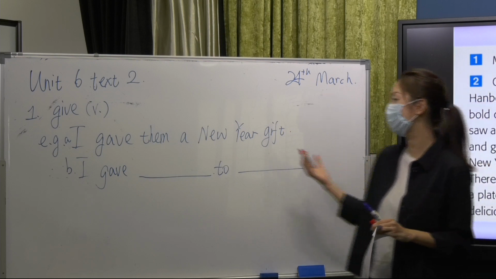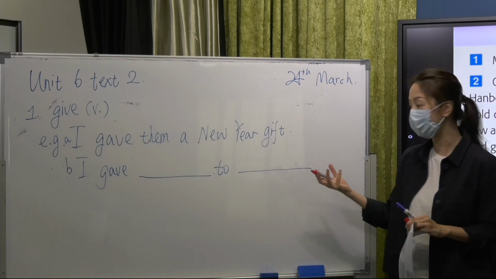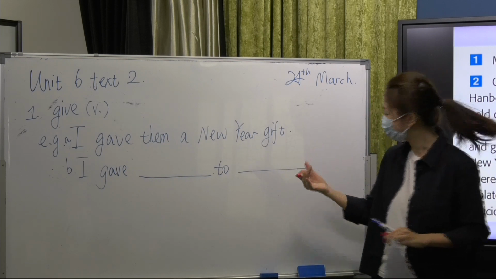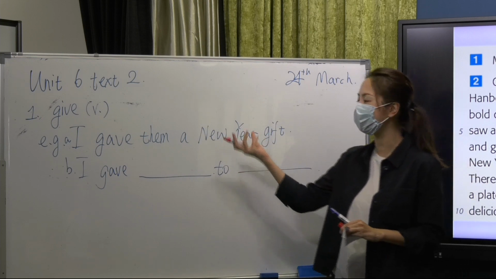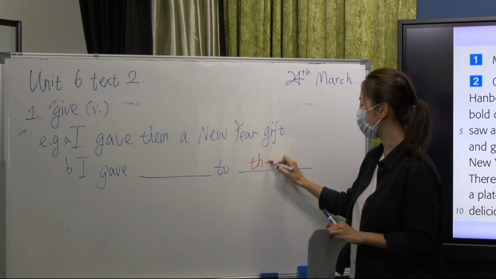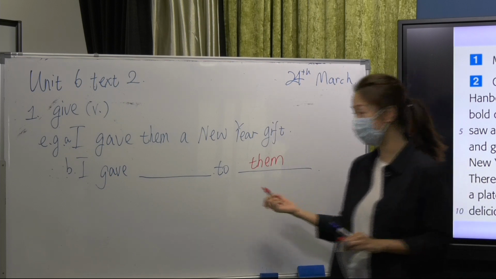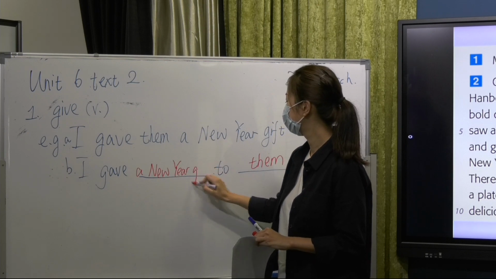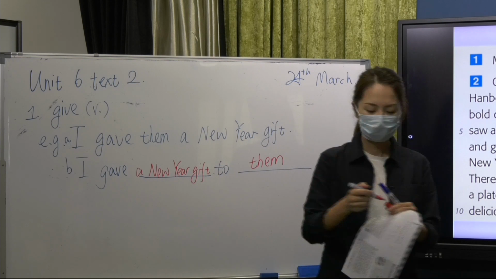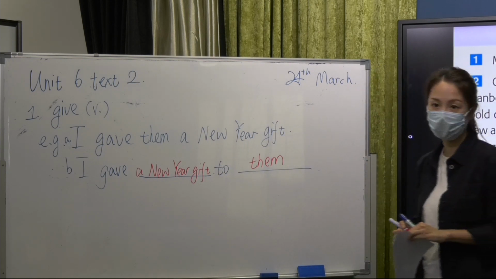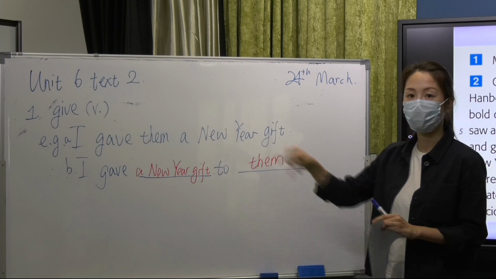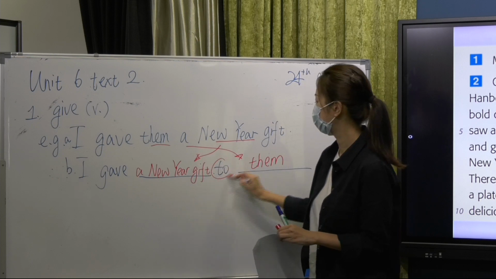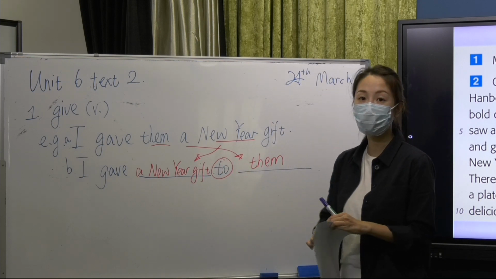So who do you give the gift to? Okay, so the person, okay, the people you are giving the gift to is them, right? So what are you giving to? It should be a New Year gift. Okay, so the 2 different types of object can be moved around, okay? So let's write one more sentence, okay?